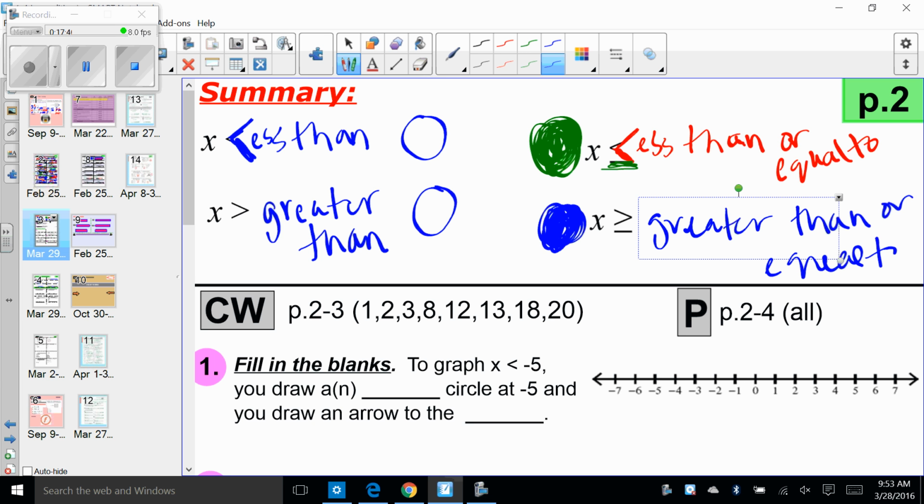All right, 8th grade. So your homework is to finish all the way through page 4. So you need to finish the rest of this page 2, page 3, and page 4 due tomorrow.